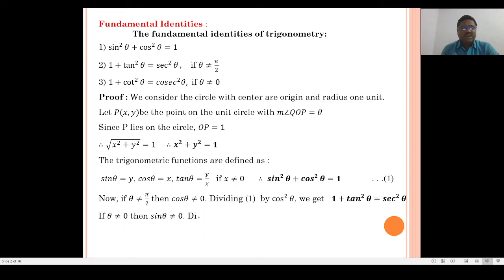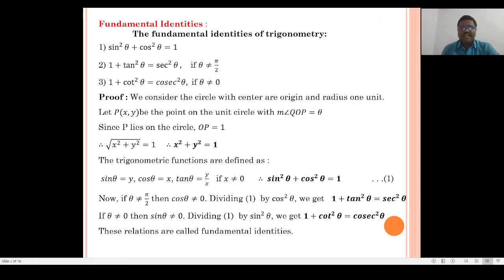And if theta is not equal to 0, then sin theta is not equal to 0, and dividing equation 1 by sin square theta, we get 1 plus cot square theta equals cosec square theta. So these relations are called fundamental identities.